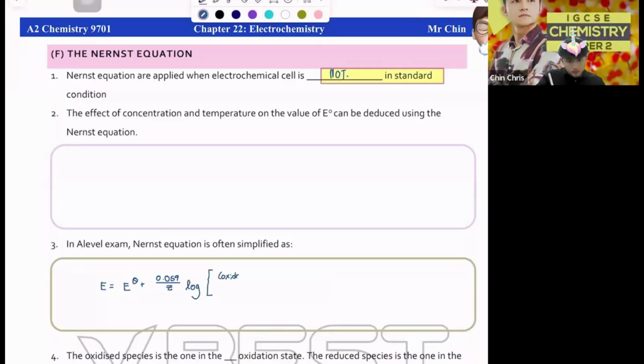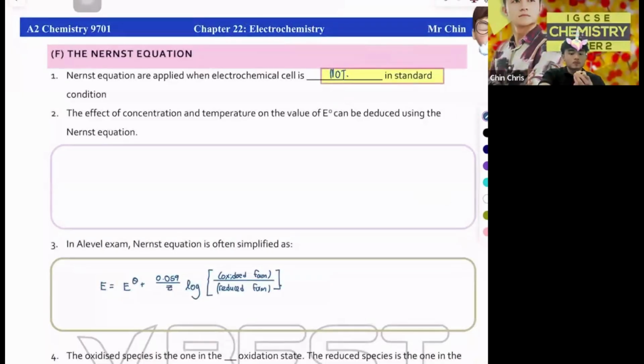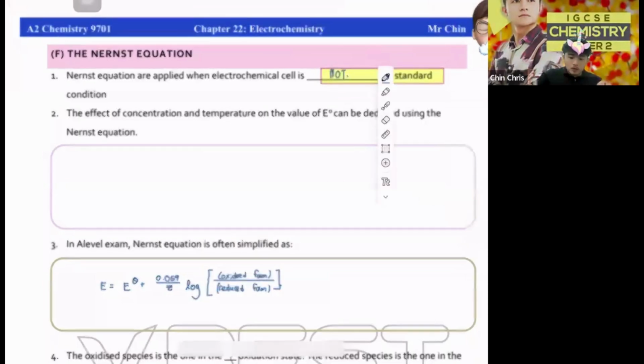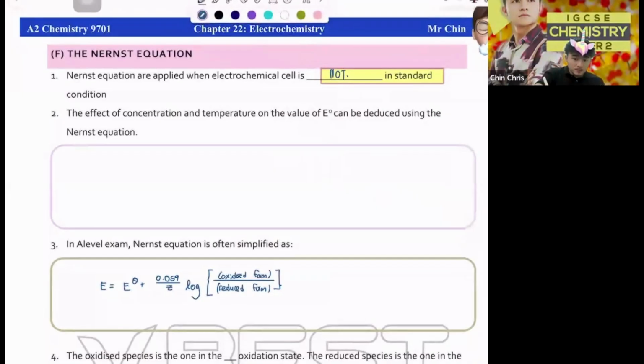oxidized form over reduced form. That's it. So guys, let's label everything. This formula you guys need to memorize, yeah, it will not be given in the exam.